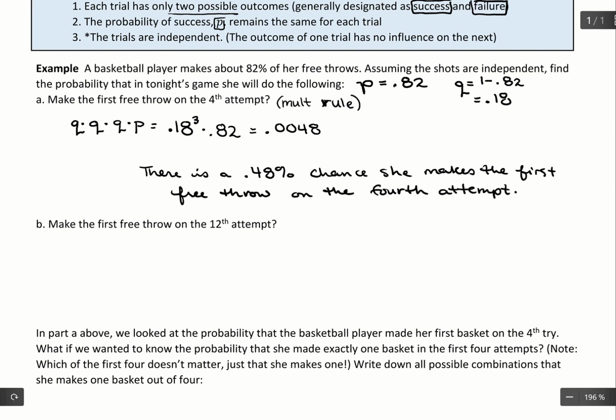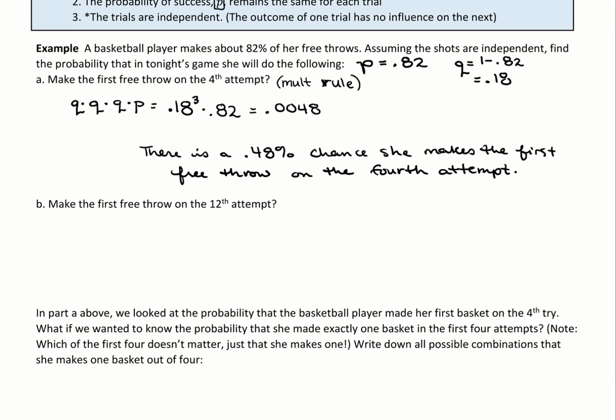And very similar in this next question, what's the probability she makes the first free throw on the 12th attempt? This is where we'd want to see her fail 11 times in a row, and then she finally makes it on that 12th attempt. So we're going to have our probability of failure multiplying with itself 11 times, and then our probability of success. So we're going to have this 0.18 to the 11th power times 0.82.